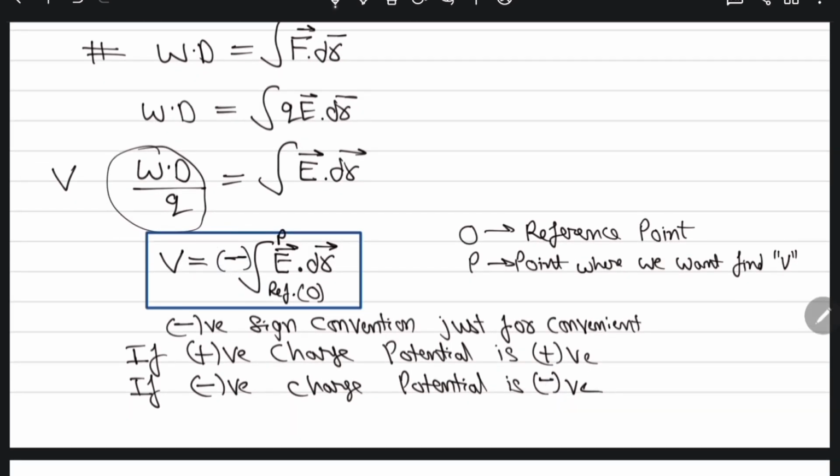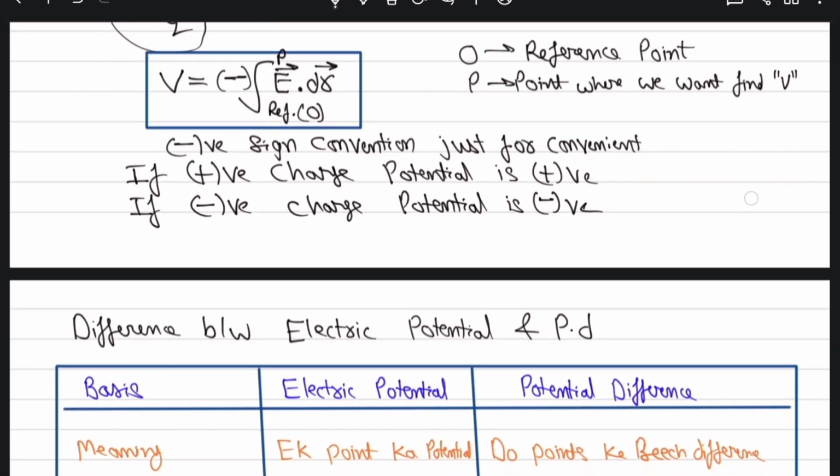Why do I put a negative sign? Just for convenience. If I have a positive charge, my potential comes out to be positive. If my charge is negative, my potential also comes out to be negative.